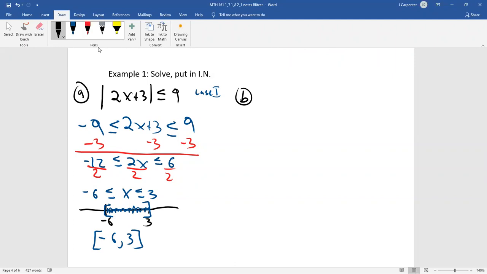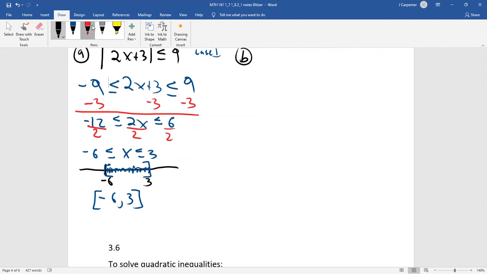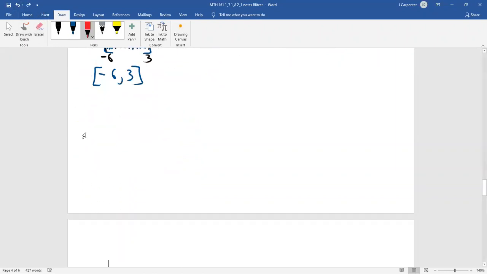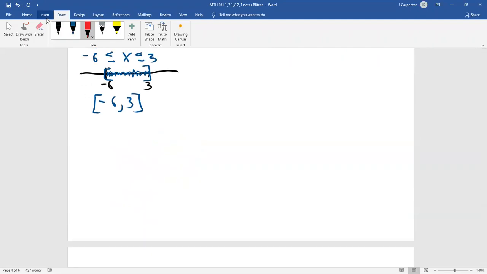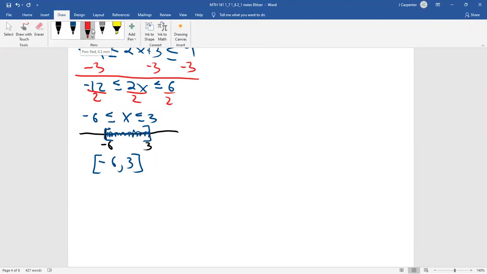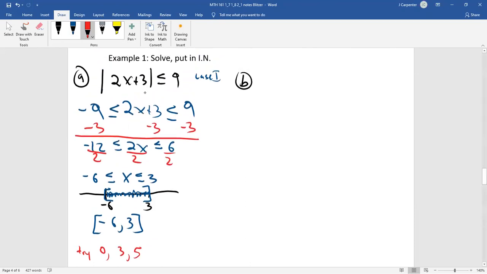So before we go into example B, let's just try a couple of numbers, just for fun. I will erase what I'm about to write, because I don't like it left up there permanently. Let's try 0, let's try 3, and let's try 5, in the original inequality, and I'm talking way up here. We're going to try these 3 numbers and see if they spit out true or false statements.